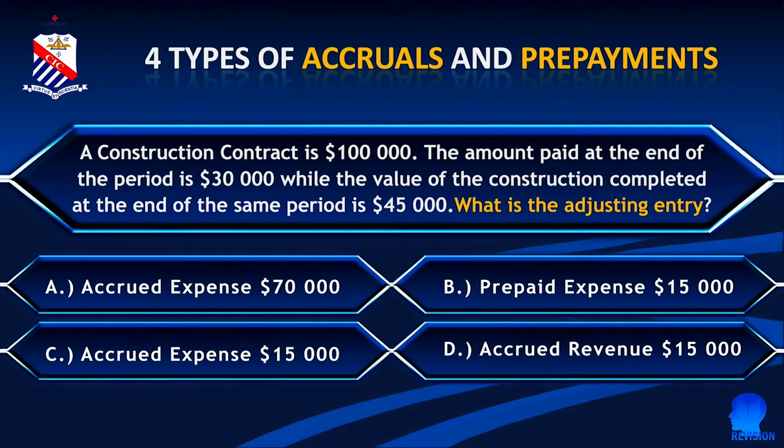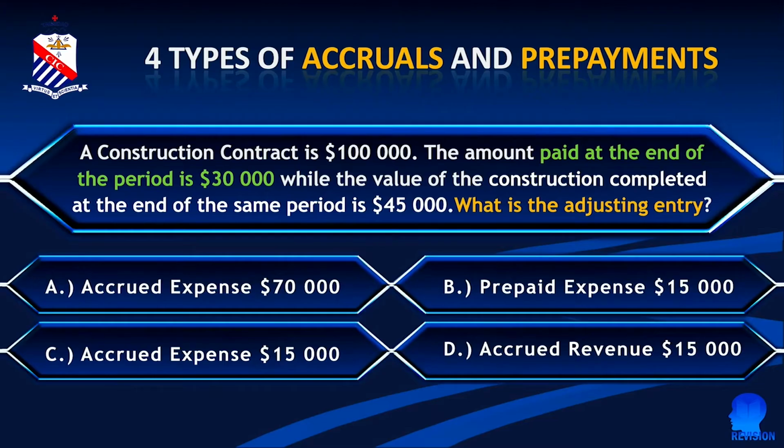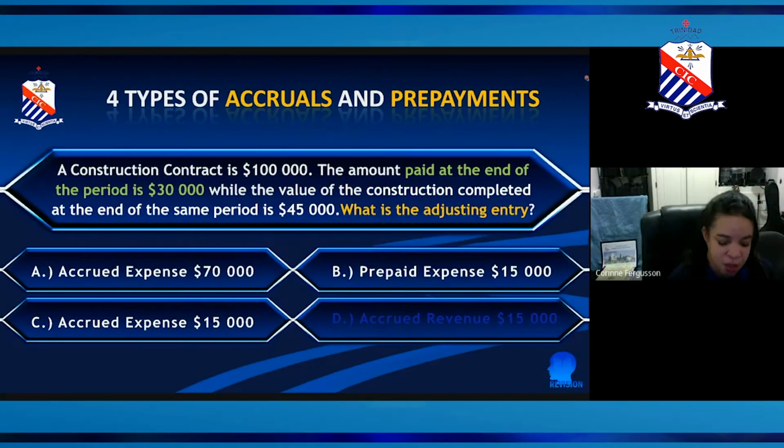So the easiest thing to identify would be how much was actually paid, and it was the 30,000. So 30,000 was paid. What this payment also tells you is that it would be an expense and not revenue. So you can eliminate one option straight away. Expense stays, expense stays, expense stays, but revenue doesn't. So you eliminate D already.